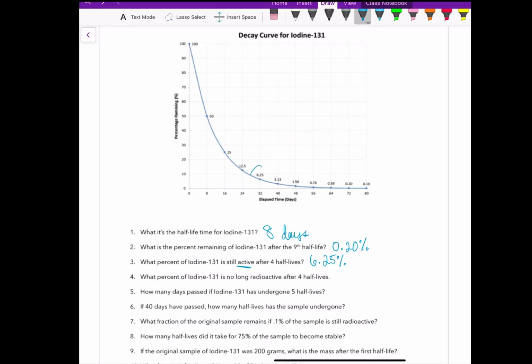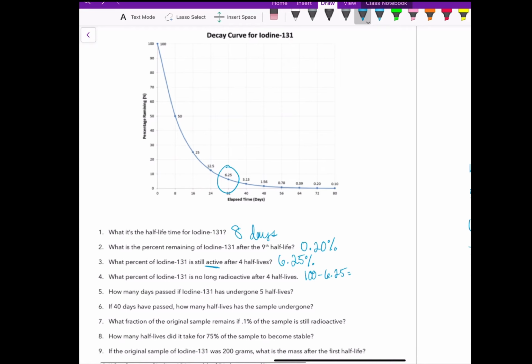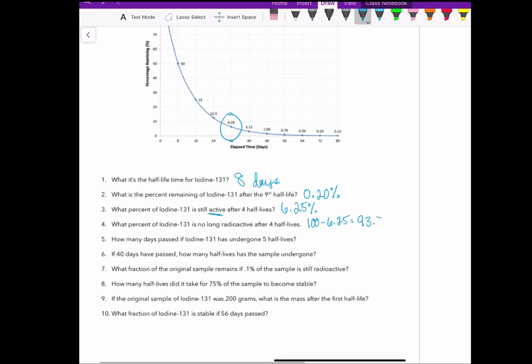Number four, what percent of iodine-131 is no longer radioactive after 4 half-lives? So on this 4th half-life, 6.25% is still radioactive. So if we're looking for what is not radioactive, we're going to take 100 minus 6.25, and we get 93.75% is no longer radioactive.